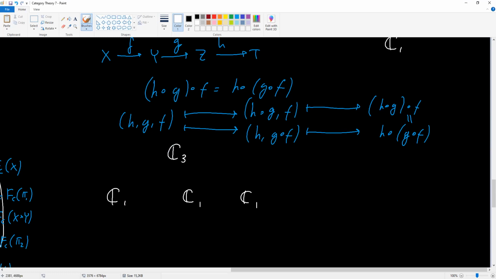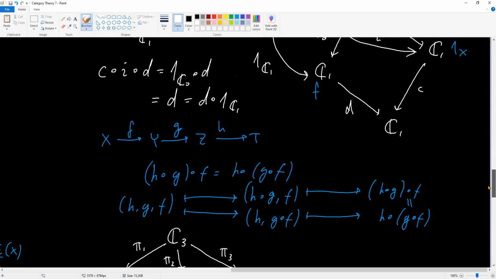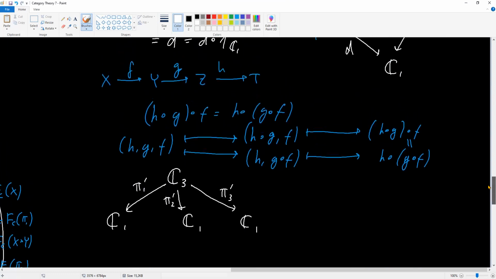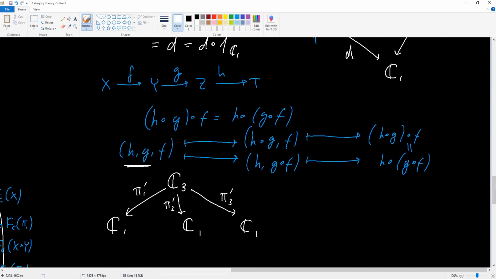What I want here is the thing that selects the kind of triples that are representing such diagrams. So I will have 3 projection maps here, pi1, pi2, and pi3. Because we already used pi1, pi2 for the other pullback, I'm going to call these pi1 prime, pi2 prime, and pi3 prime. Now what I want is that when I select H and G, I want the domain of H to equal the codomain of G, right? Domain of H, which is Z, equals codomain of G, which is Z.